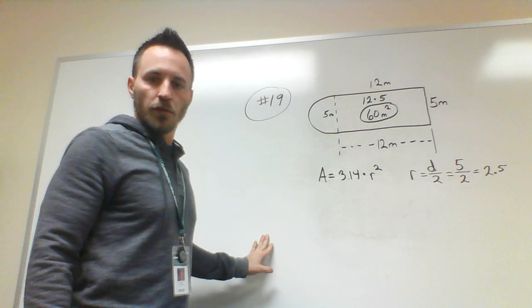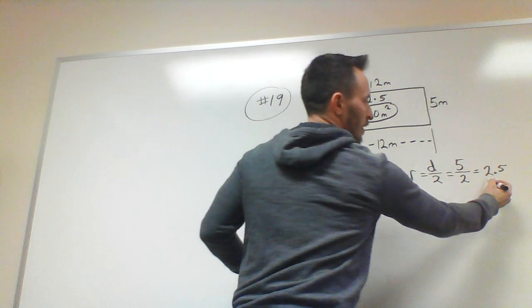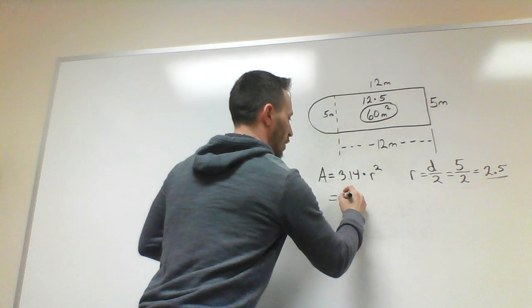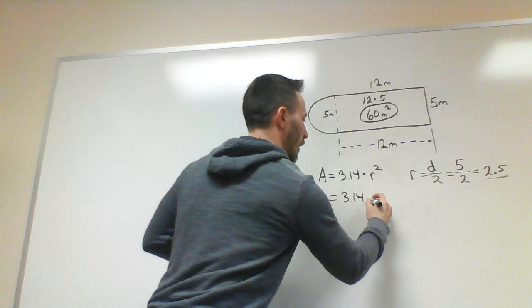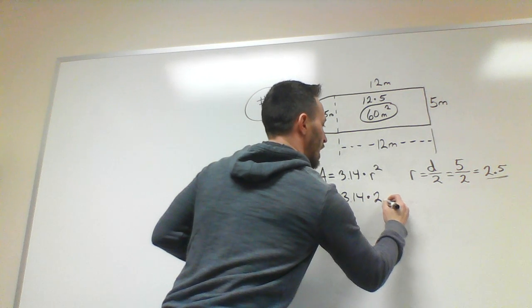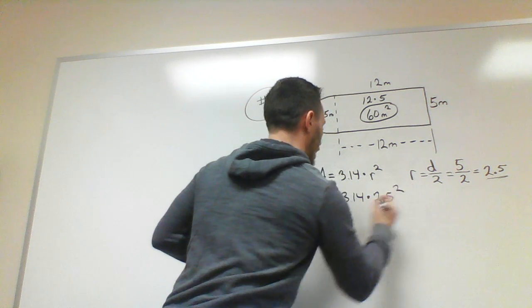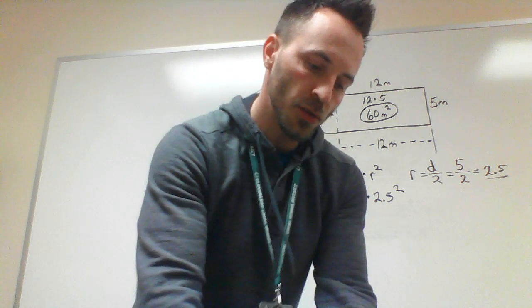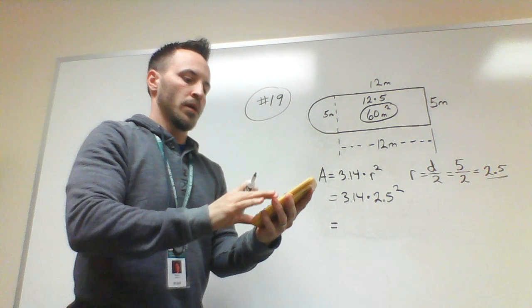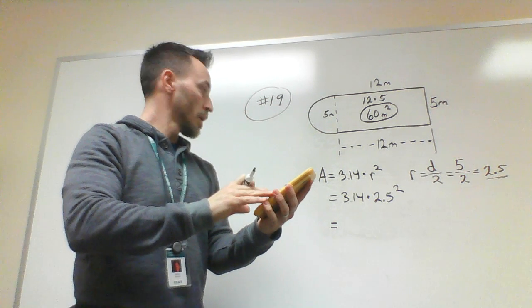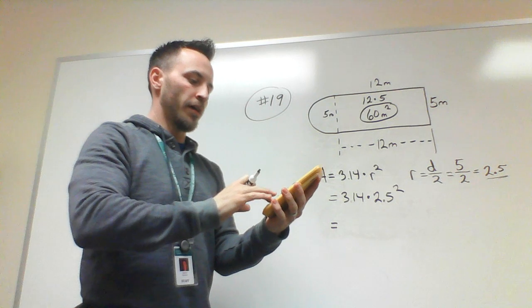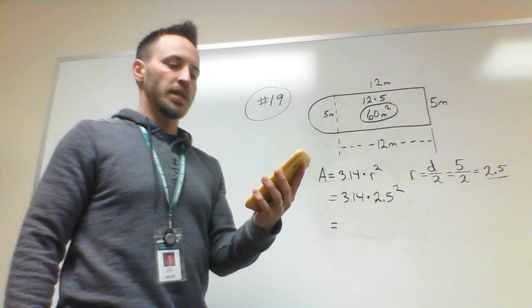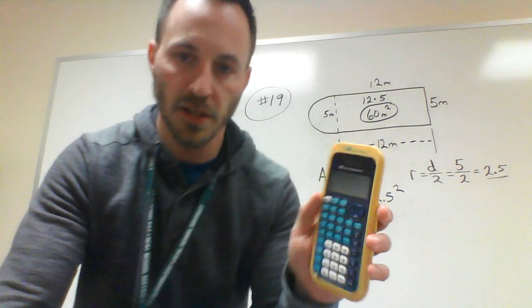Okay, so now we can use this 2.5 to plug into our formula. 3.14 times 2.5 squared. Now we're going to get our area here. So let's do that. 3.14 times 2.5 to the second power gives us 19 and 625 thousandths.